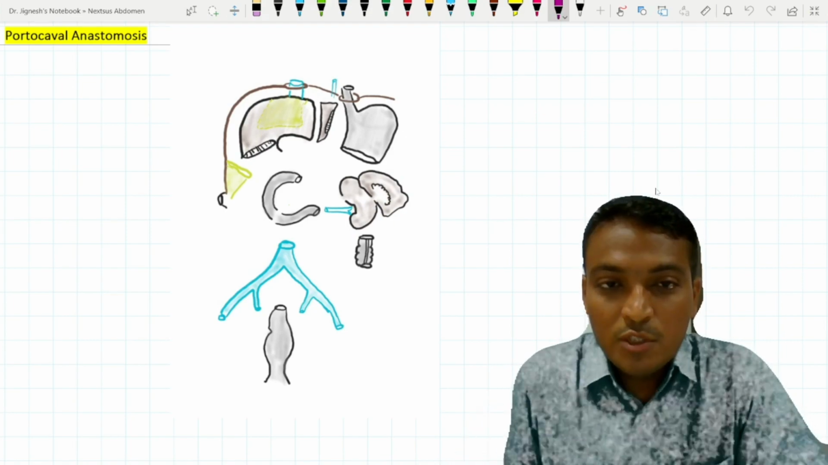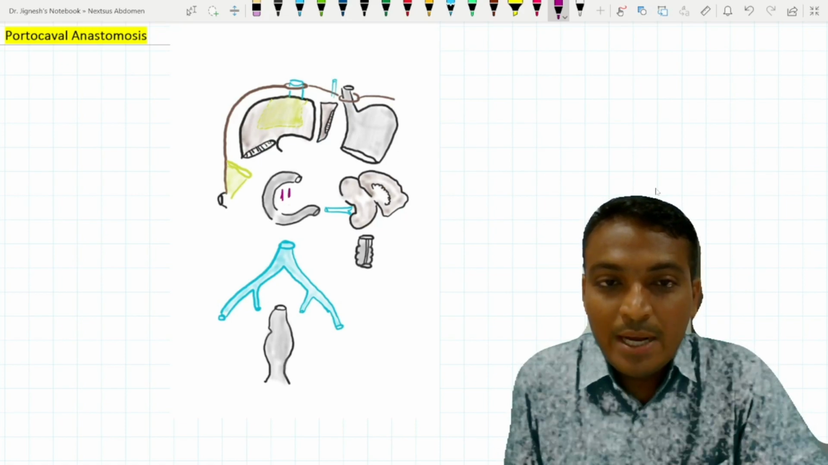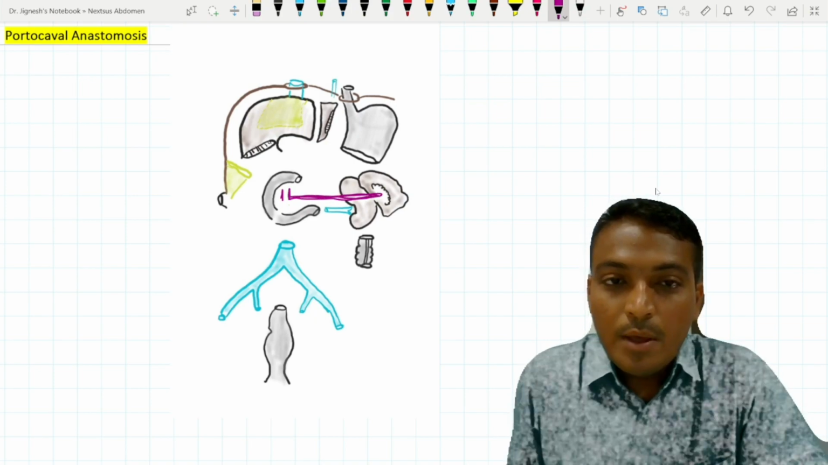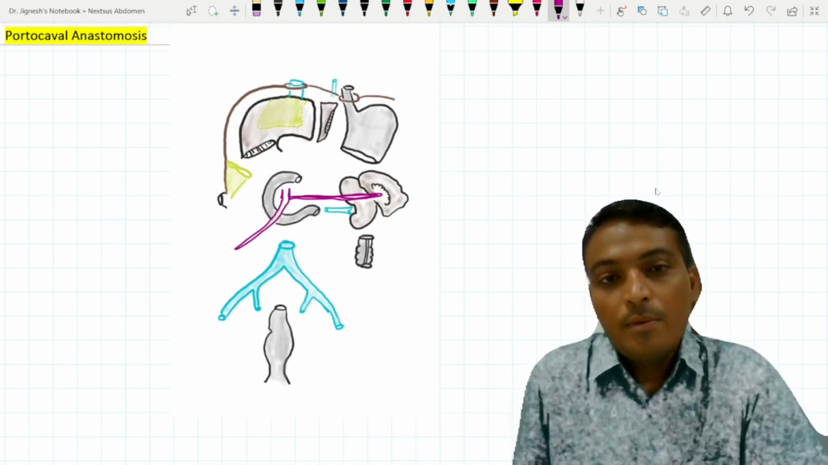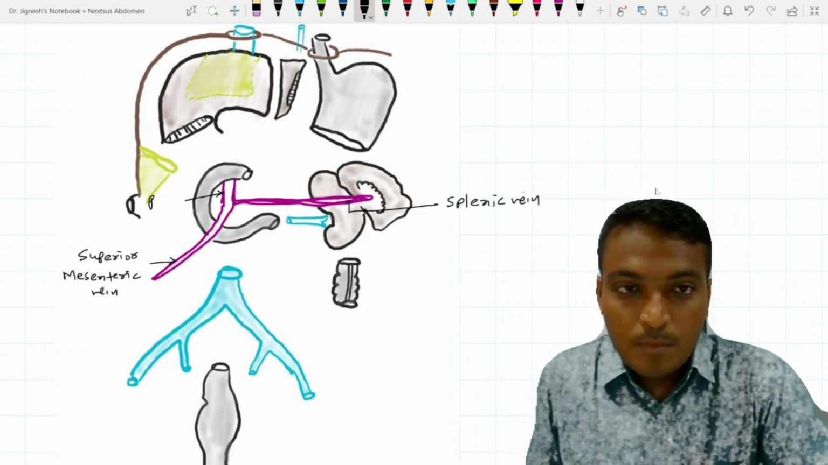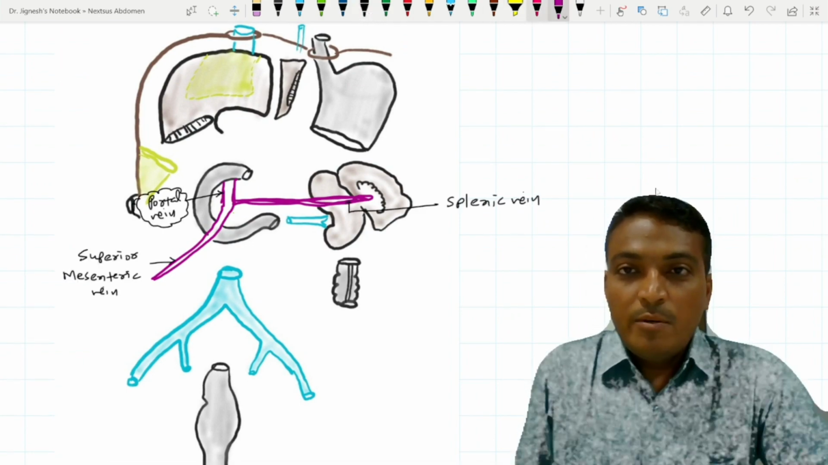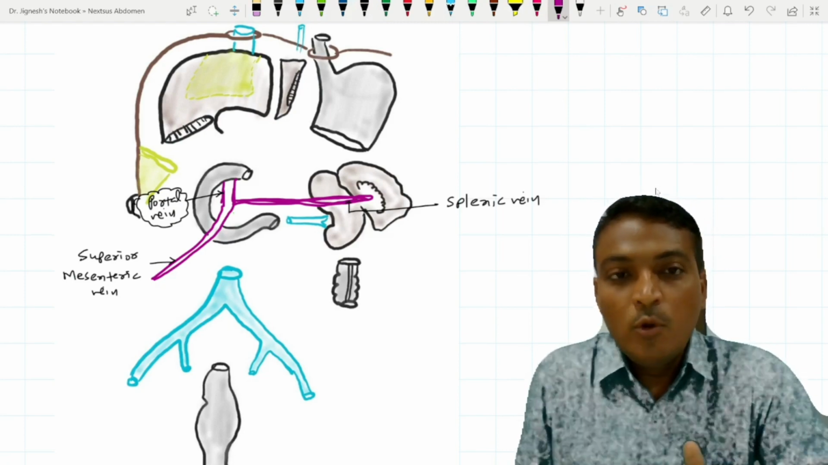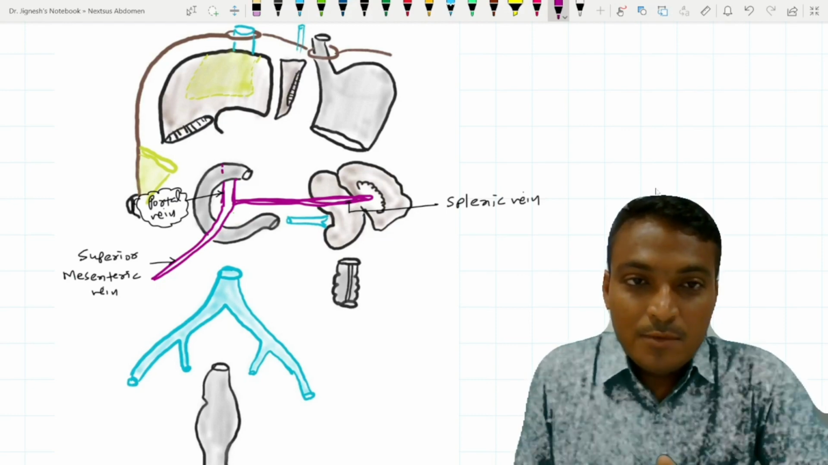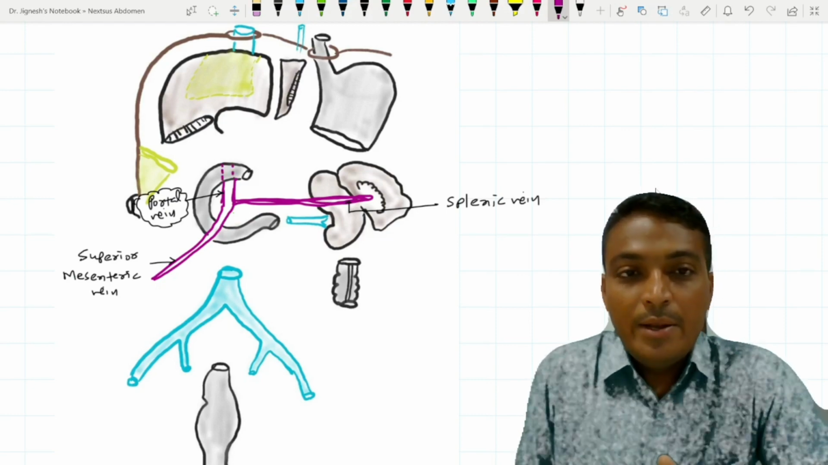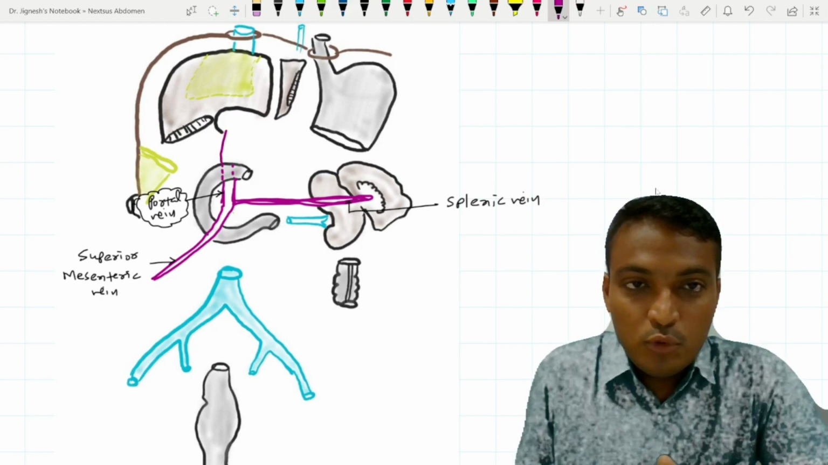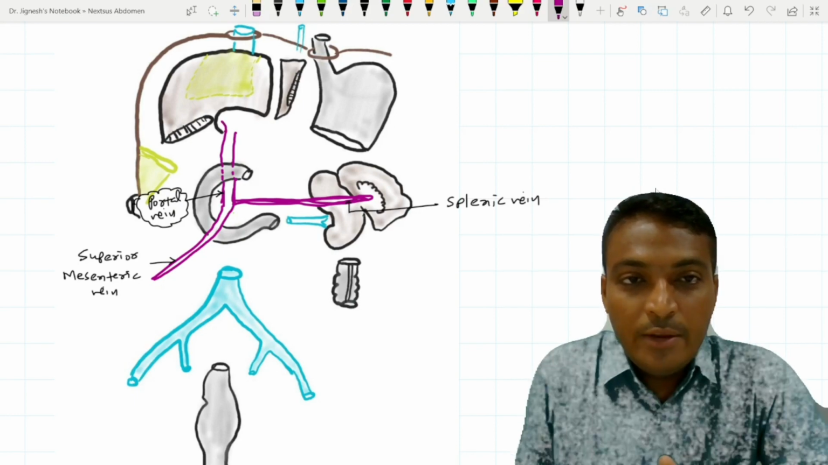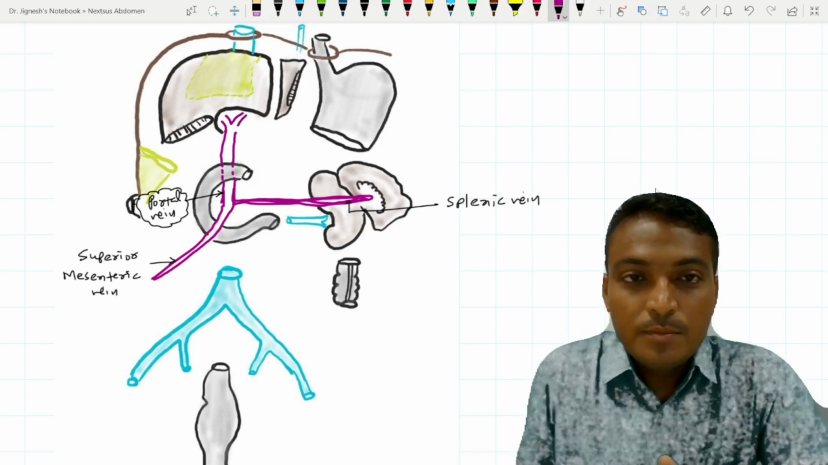The portal vein forms just behind the neck of the pancreas by the fusion of the splenic vein and the superior mesenteric vein. After its commencement just behind the neck of the pancreas, it passes upward and runs behind the first part of the duodenum, and it further passes upward to reach the porta hepatis, where it divides into the right branch and the left branch.